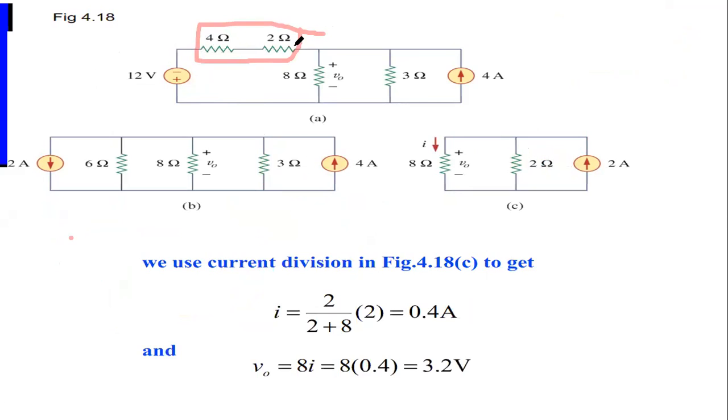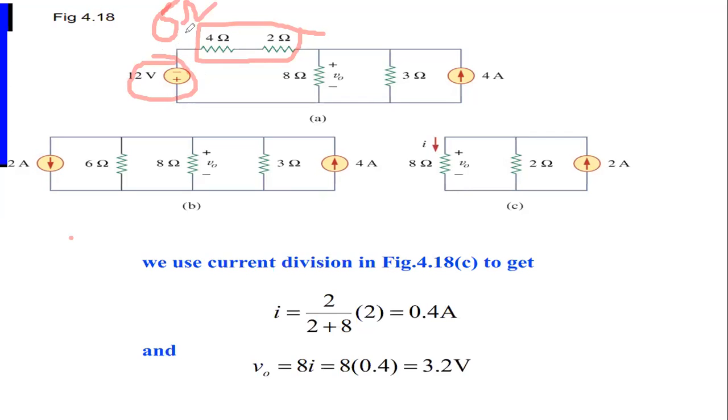With the help of source transformation, we can go for simplification. This is a very important thing. So it has been simplified: 4 plus 2 will be 6. Now this 6 ohm and this 12 volt are again in series, so again this can be converted into a current source.